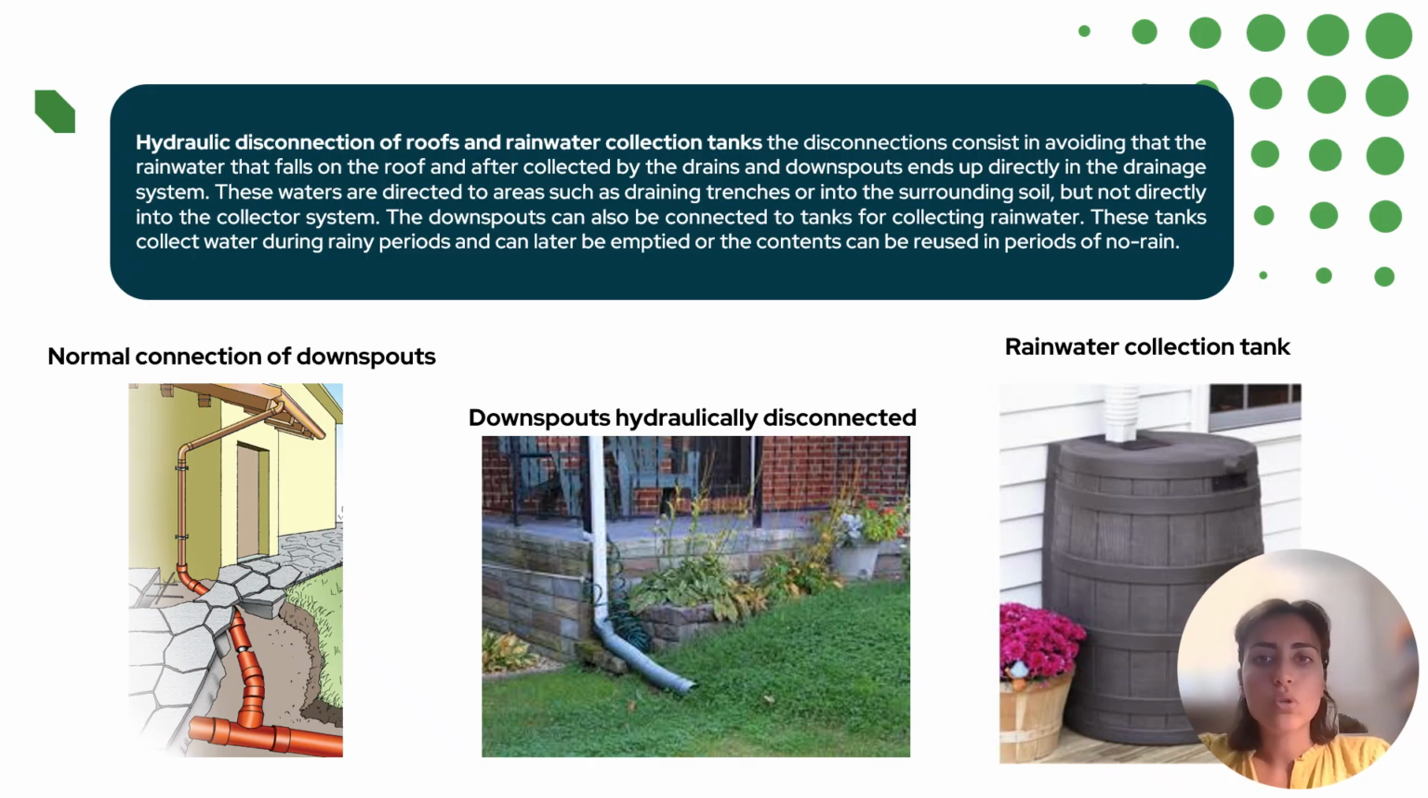An additional option is to connect downspouts to rainwater collection tanks. These tanks store rainwater during wet periods, which can later be reused for non-potable purposes such as irrigation or cleaning, or simply released during dry conditions.